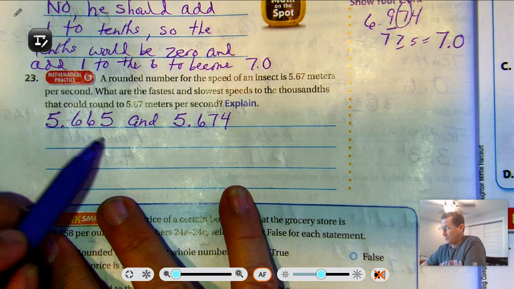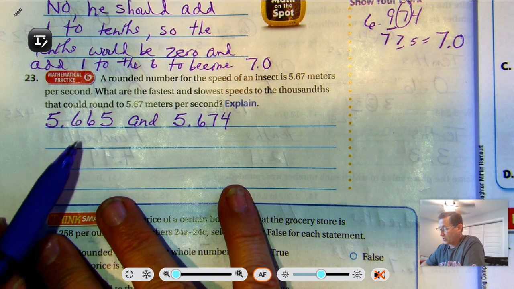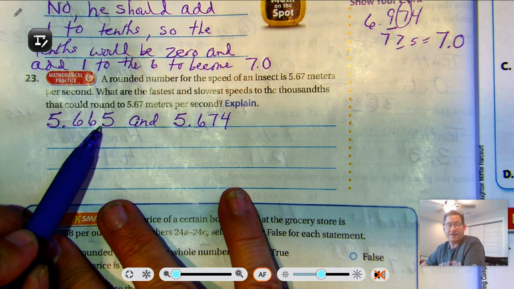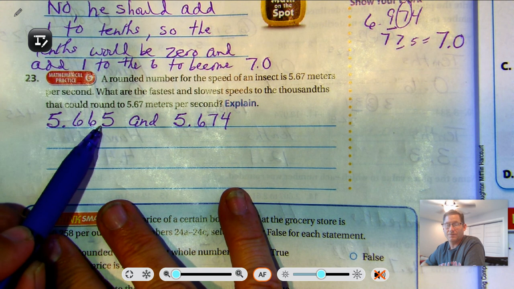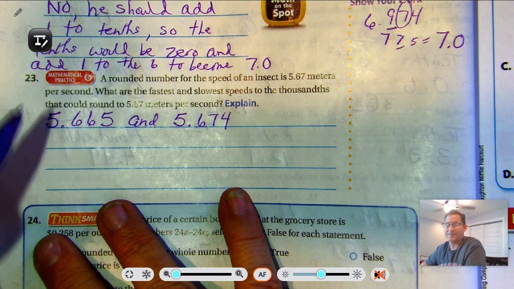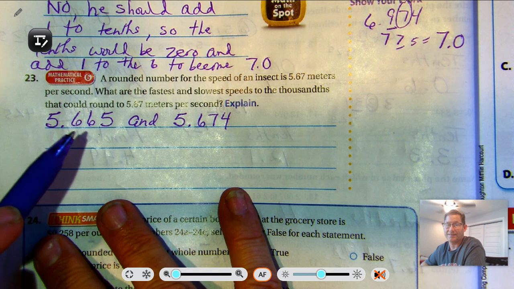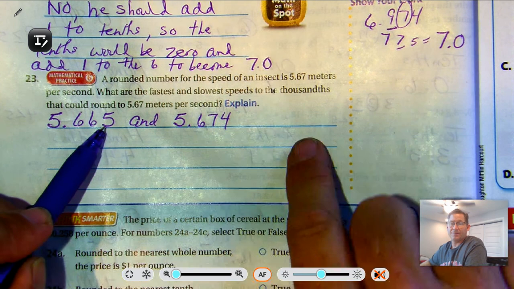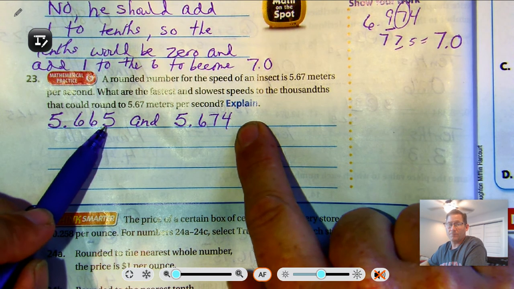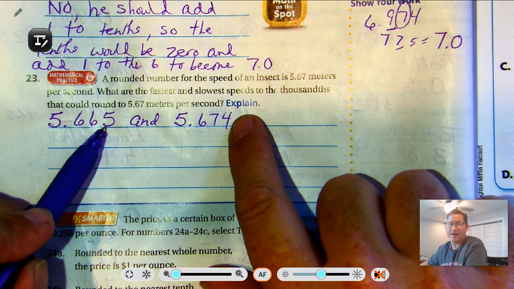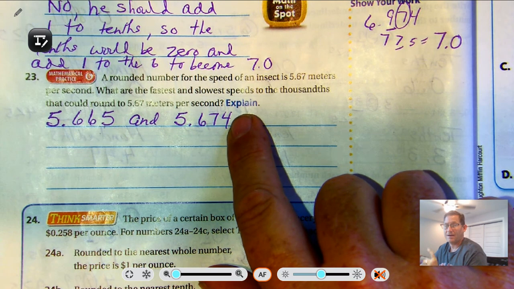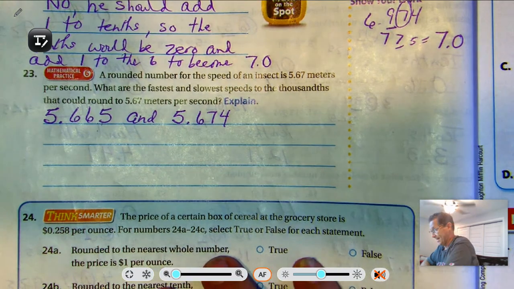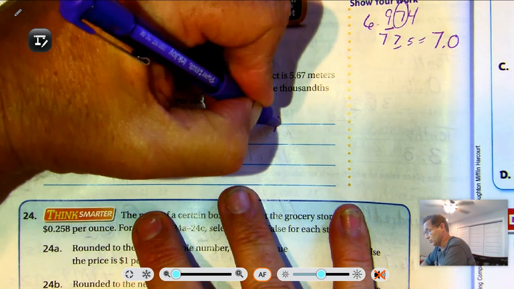So the slowest speed you could have is 5.665. If you had 5.664, you wouldn't round up to 5.67. You would keep it as 5.66. So the lowest in the thousandths has to be 5. The largest I can have is a 4, because if I had 5.675, I'd have to go up, and it would be 5.68. So again, basically it has to do with the rules.